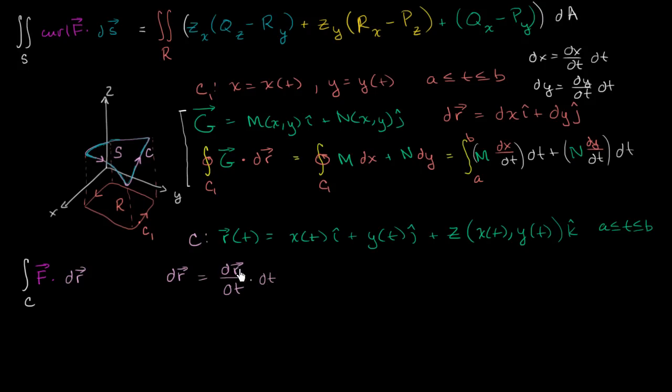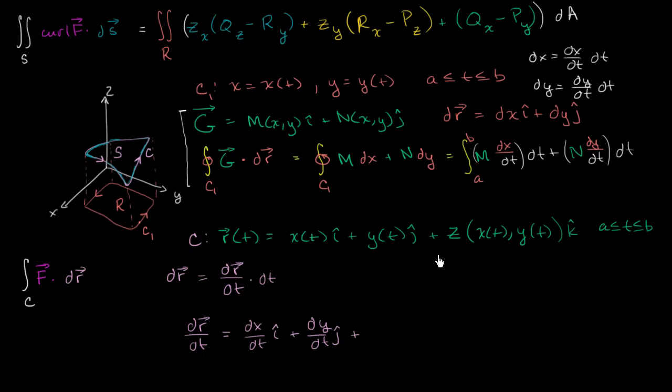So we really just have to figure out the derivative of r with respect to t. And this is where we're going to have to break out a little bit of the chain rule. So let me write this down. dr/dt is going to be equal to the derivative of x with respect to t times i, plus the derivative of y with respect to t, I'm just taking the derivative with respect to t, times j. And now, because z is a function of x, which is a function of t, and z is also a function of y, which is a function of t, we're going to have to break out our multivariable chain rule.